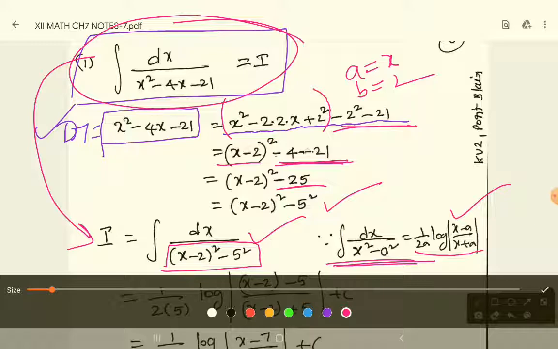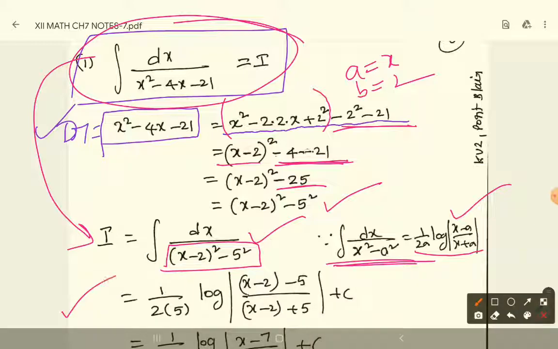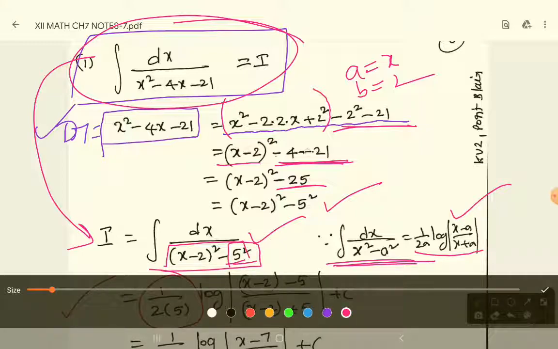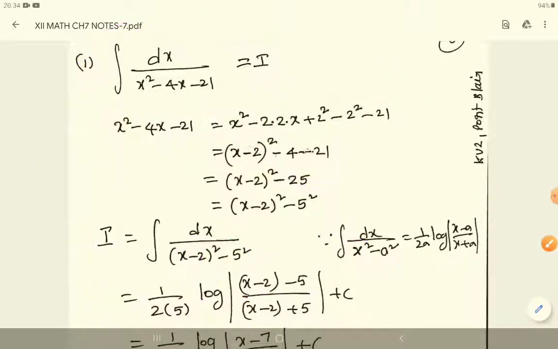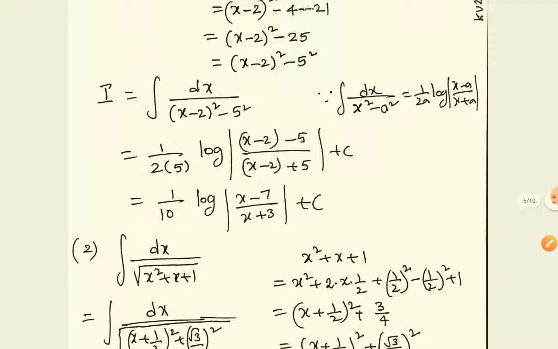Then after substituting that formula, we see that 1 by 2 into 5, because a is equal to 5, log mod (x minus 2 minus 5) by (x minus 2 plus 5), because x minus 2 is there instead of x. Okay, so done. Finally, simplification has been done.